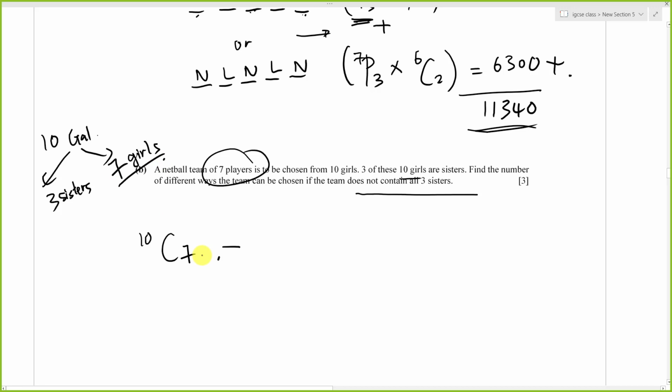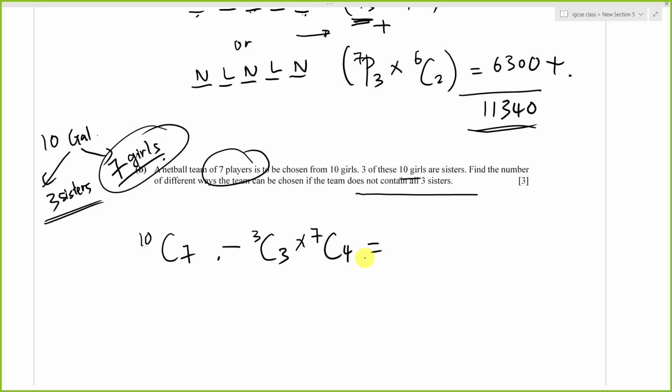Alright, so if I want to choose the 3 girls here, that means I choose all the 3 girls, which is 3C3. Or you can ignore it because 3C3 is 1. And then here you still need 4 more girls, right? Because a team must have 7. Then multiply 7C4. So I will just minus it, see what happens. So which is 10C7 minus 7C4. So my final answer will be 85.